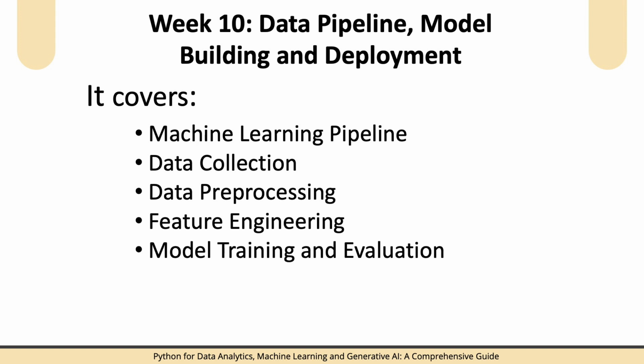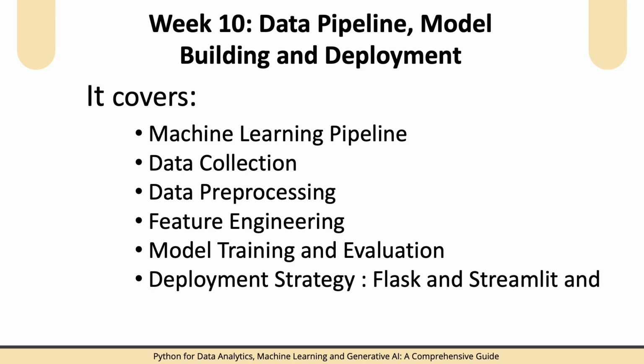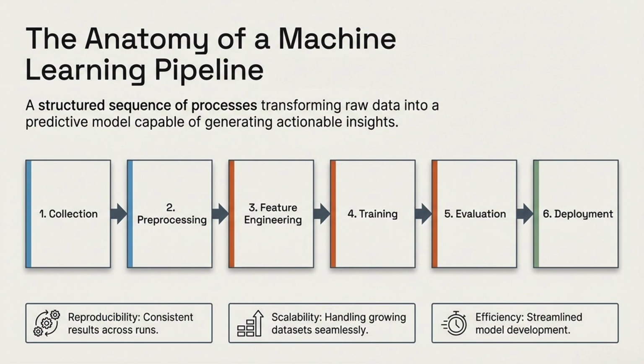After that, we will discuss model training and evaluation, where machine learning algorithms learn from the data and their performance is tested. Finally, we will look at deployment strategies using Flask and Streamlit and how APIs integrate machine learning models with applications. By the end of the session, you will understand how machine learning models move from experimentation to real-world use. A machine learning pipeline consists of six major stages.